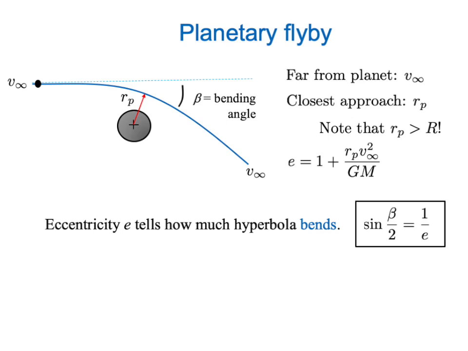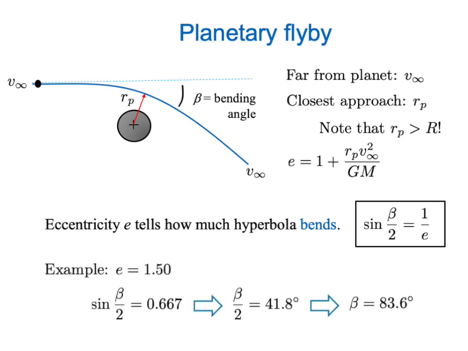And that's a beautiful relation. So for example, suppose my eccentricity was 1.5. That means that the sine of beta over 2 would be 0.667. 1 over 3 halves is 2/3. And by taking the inverse sine of both sides of this equation, I get that beta over 2 is 41.8 degrees, which means that beta, the bending angle for this hyperbolic path, would be about 83.6 degrees. The hyperbola would be bent almost at a right angle.